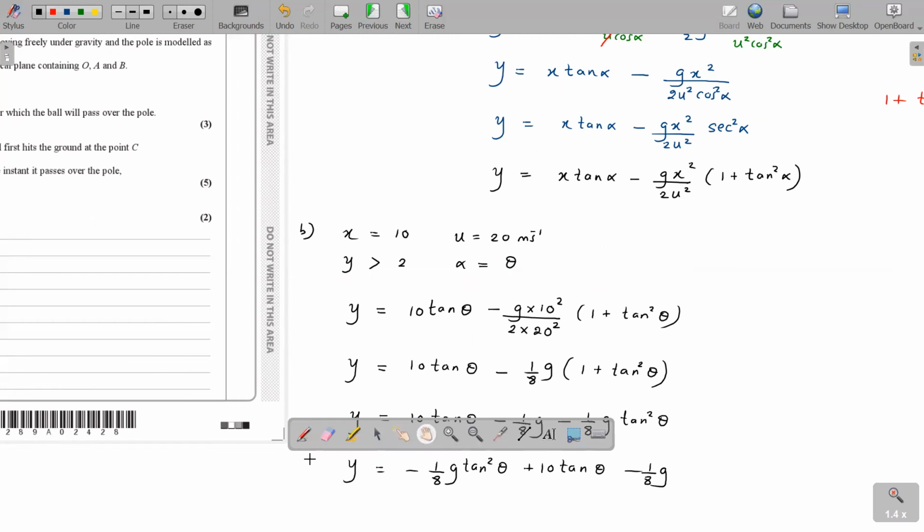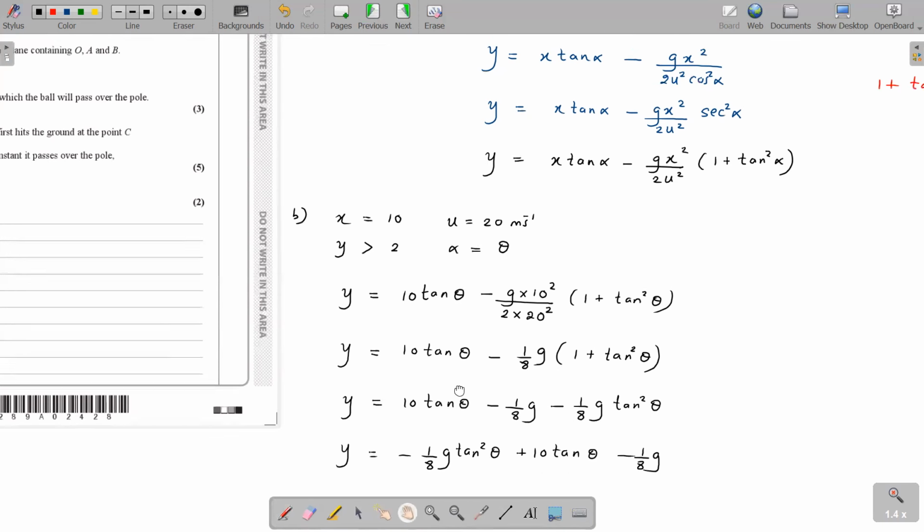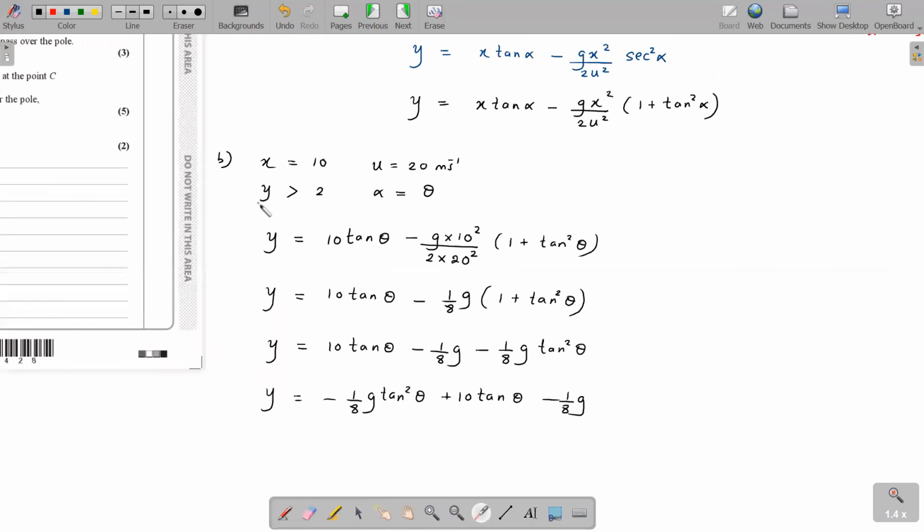And what do we need this y value to be? This is my y value, and y needs to be, this is y, right? This whole thing is y. y needs to be greater than 2. Do you agree with me? y needs to be greater than 2.